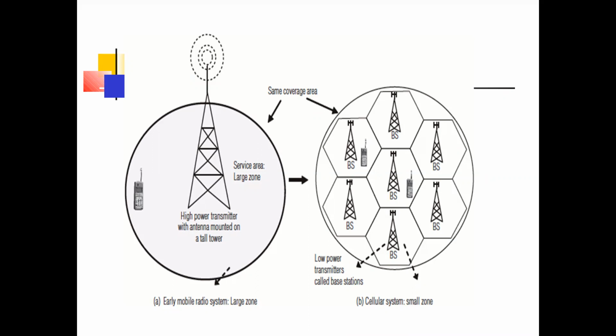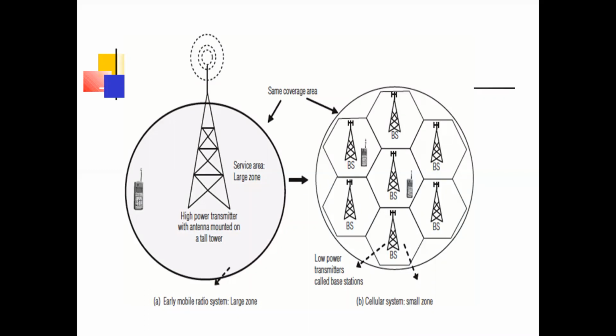Whereas in later mobile cellular systems, we are using small coverage areas for better communication, and also using low power transmitters. Low power transmitters are used for small coverage, and small coverage areas give better communication and efficient usage of channels.